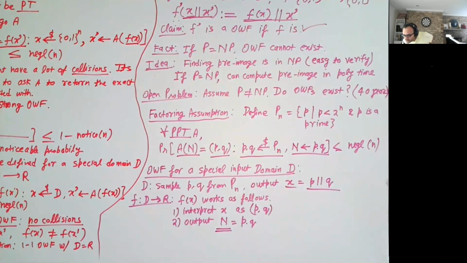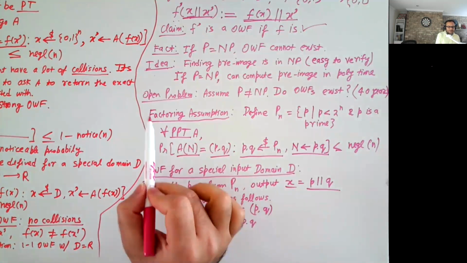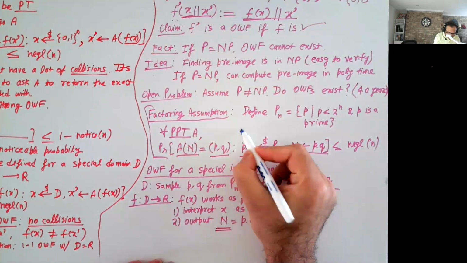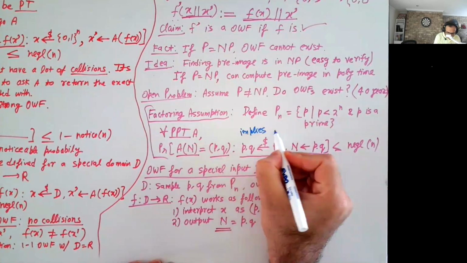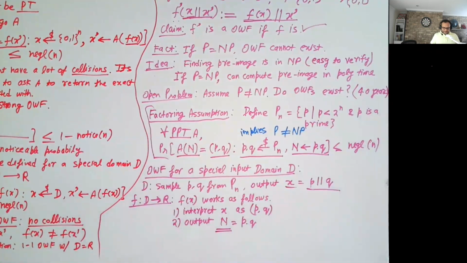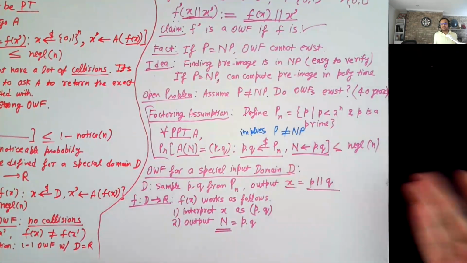Doesn't the factoring assumption assume that P is not equal to NP and factoring isn't in P? As written, the factoring assumption doesn't assume that P is not equal to NP, although the fact that P is not equal to NP is implied by the factoring assumption. So this is a sufficient statement, and it also already implies that P is not equal to NP. Because if P is equal to NP, then factoring just becomes easy.